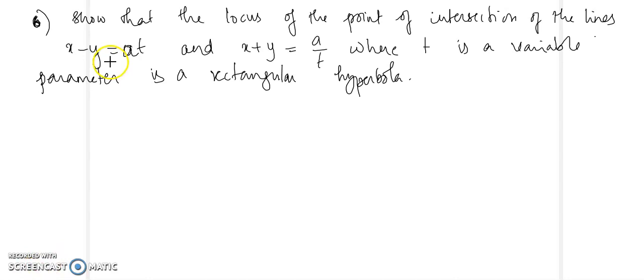Next problem is to show that the locus of the point of intersection of the lines x minus y equal to at and x plus y equal to a by t, where t is a variable parameter, is a rectangular hyperbola. So we need to show that the locus of the point of intersection of these two lines is a rectangular hyperbola. So the equation of rectangular hyperbola is x square minus y square equal to a square. So we are interested in the point of intersection of these two lines. So let us take (alpha, beta) to be the point of intersection. So our aim is to show that (alpha, beta) satisfies the rectangular hyperbola equation. So that is alpha square minus beta square must be equal to a square.